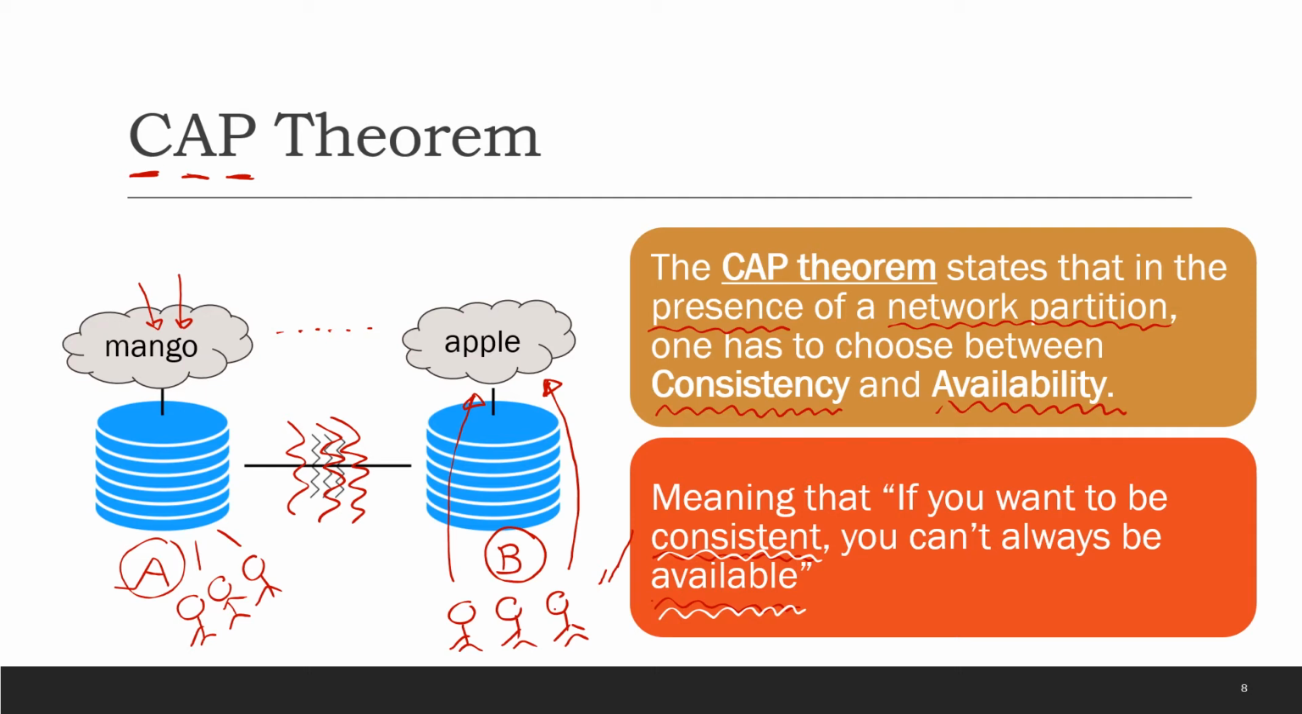On the contrary, if you choose consistency, that means you should not allow any update to the system while a network partition occurs. So it means the system will not be fully available. It is available in the sense that you may allow read operations, but maybe you don't allow write or update operations. So consistency and availability cannot happen at the same time when there exists a network partition.